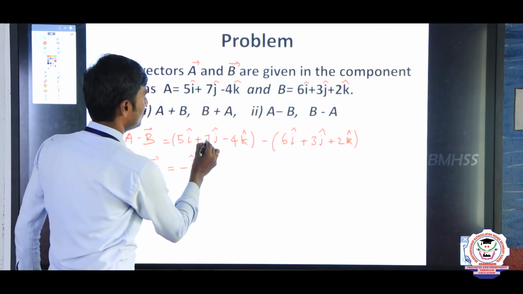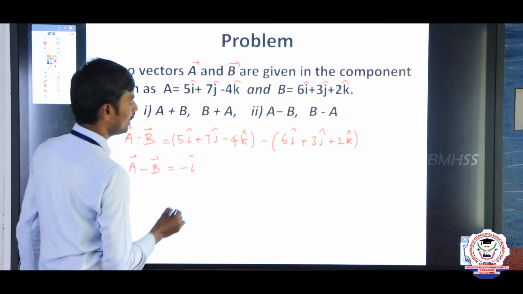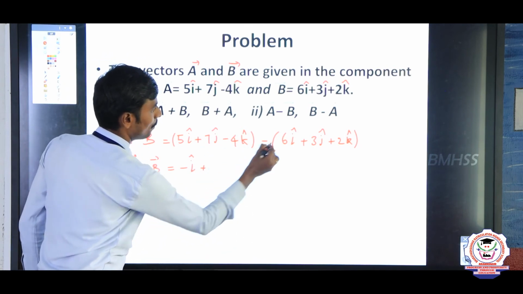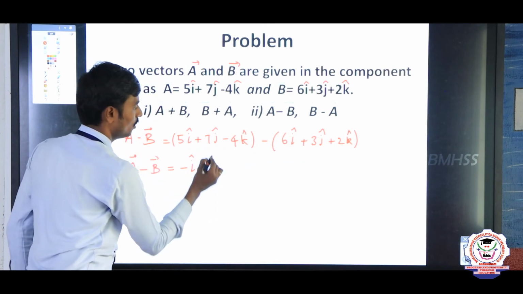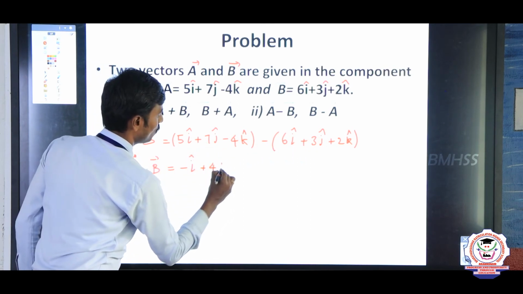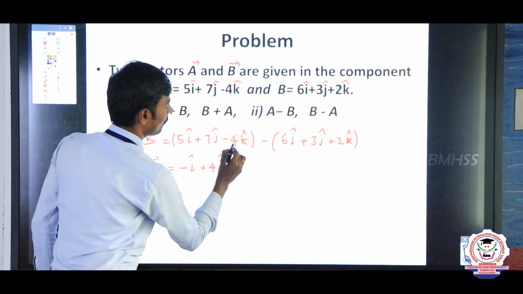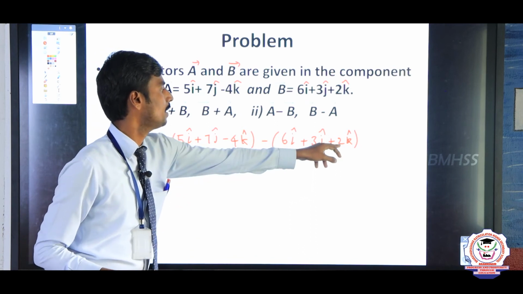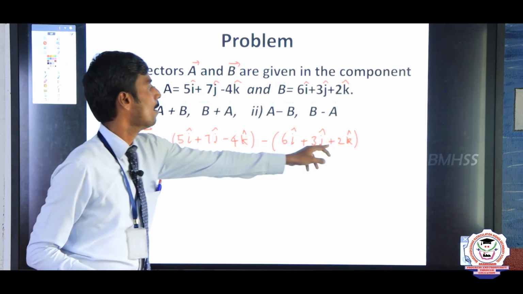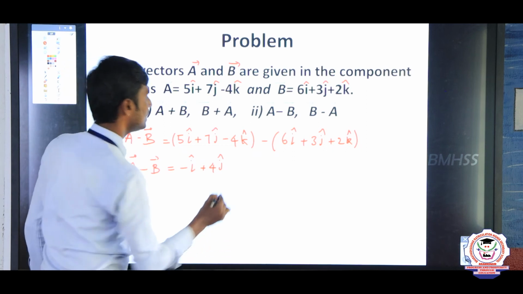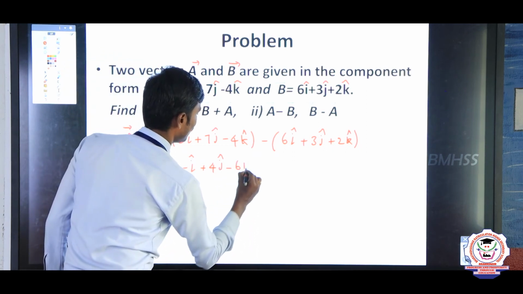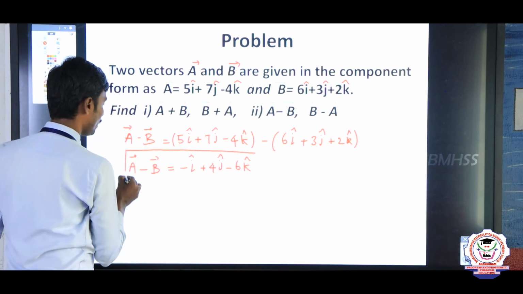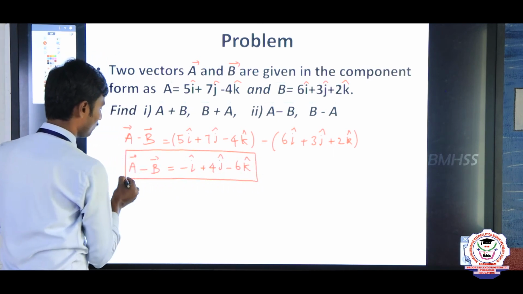Next one, 7 minus 3. What is 7 minus 3? Plus 7 minus 3 means here plus 7, here minus 3, so 4 j cap. Next one is here minus 4k, here minus 2k. So minus 4 minus 2, what is the value? Minus 6k cap. Okay, this is the A minus B value, or A vector minus B vector value.